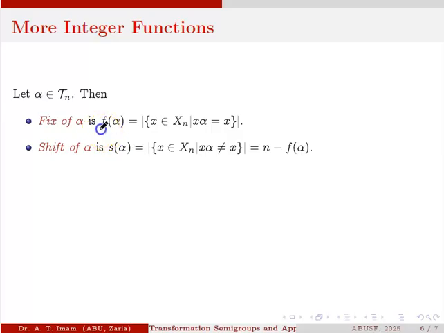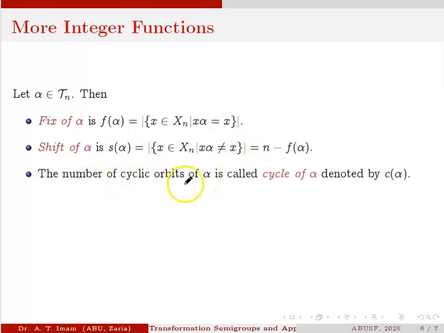Actually, fix is the cardinal number of the set of all elements that are fixed by the map. Likewise, the cardinality of the set of elements that are shifted by the mapping is denoted by S(α), and it is called the shift of α. And because out of n, if you subtract the fixed, then you will have the shift. The number of cyclic orbits of α is called the cycle of α, and it is denoted by C(α).